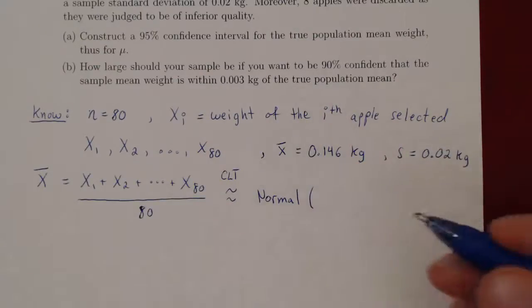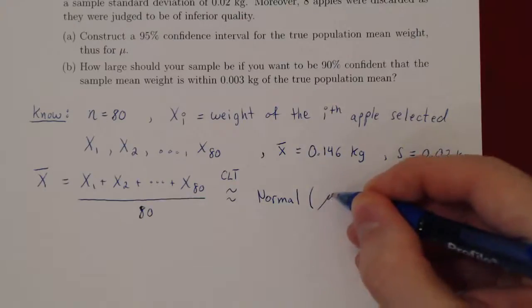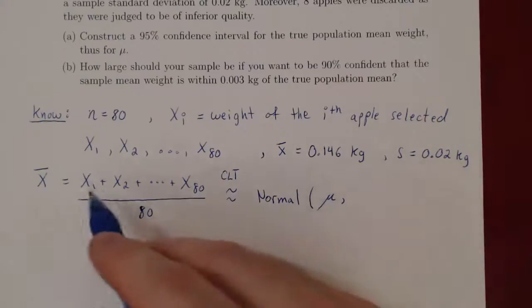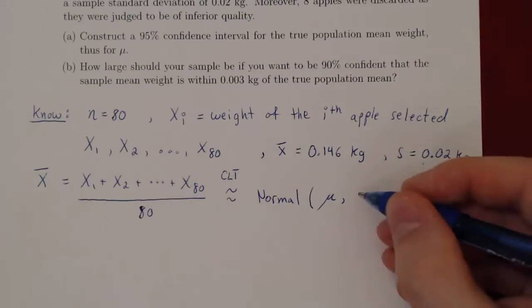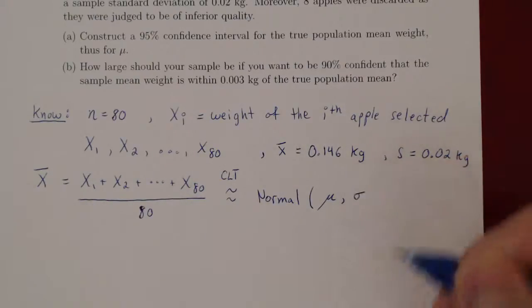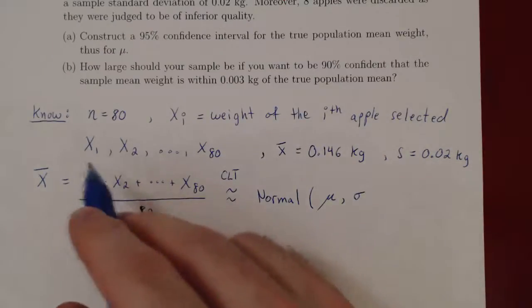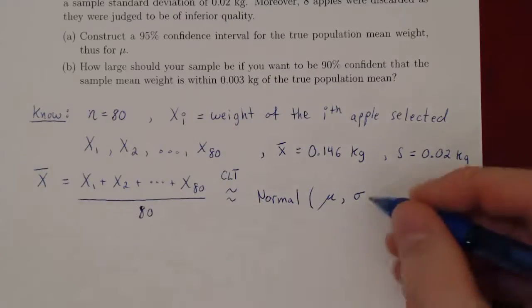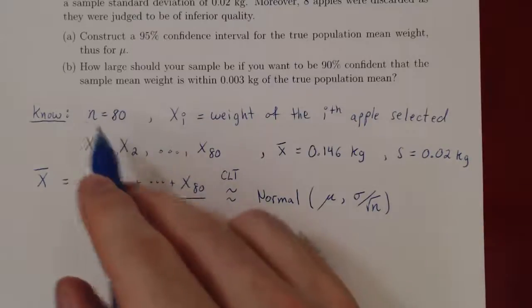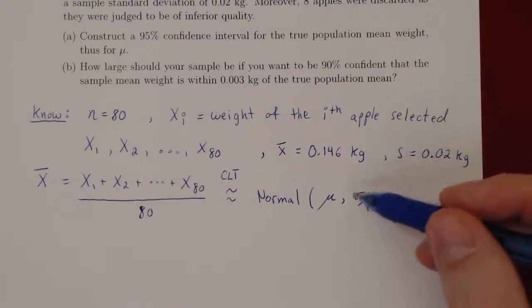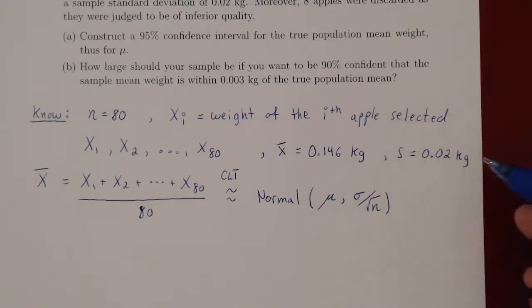We don't know the mean. This would be the true mean of the weight of the apples, and sigma would be the true deviation of the population of apples over, of course, root of n, where here n is 80. There's one little problem here. We don't know sigma. We only know an approximation to sigma being the sample deviation.